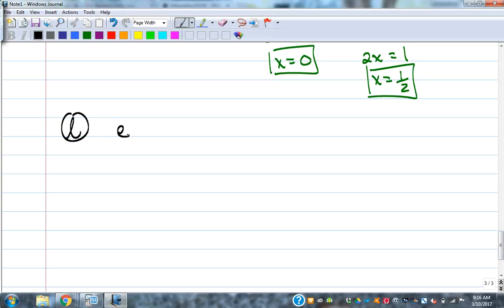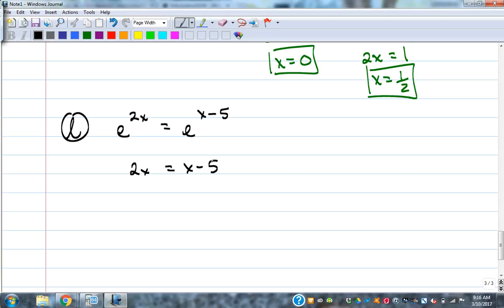Example L, e to the 2x equals e to the x minus 5. That e is the e from Algebra 2, the exponential number. It's like 2.71 and some change. It's a number like pi. It's represented by a letter, a symbol for a number. But it really doesn't matter what the base is. If they're the same, then you can solve those, right? The base is the same, so we can set this problem as 2x equals x minus 5.